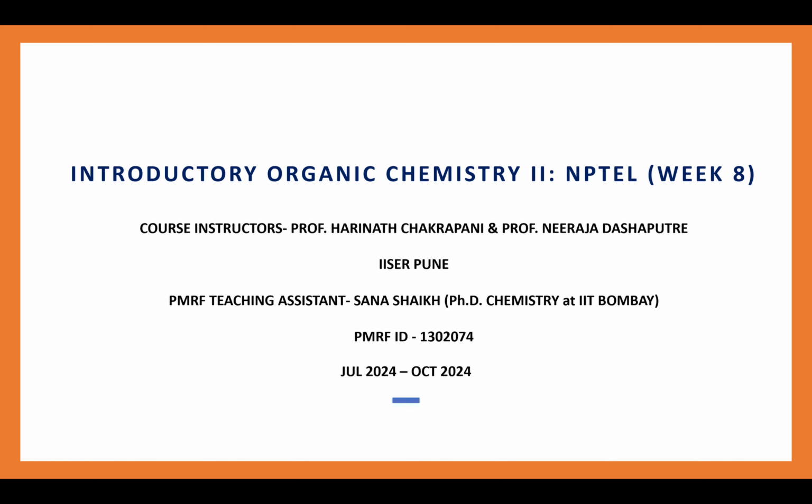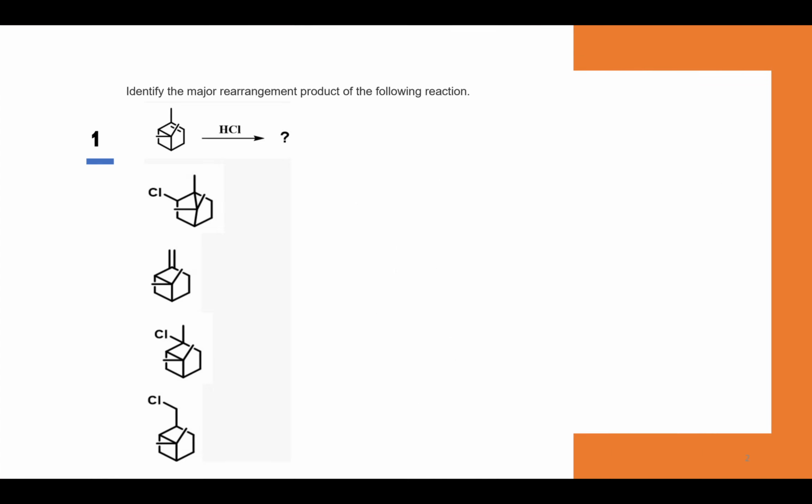So in today's class we are going to discuss the different types of rearrangement reactions as well as name reactions. So we'll solve questions based on these two topics. Let's move to question number 1. Question number 1 is: identify the major rearrangement product of the following reaction. As mentioned in the question, it is a rearrangement reaction, right?